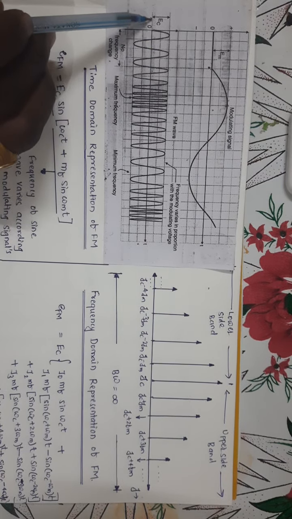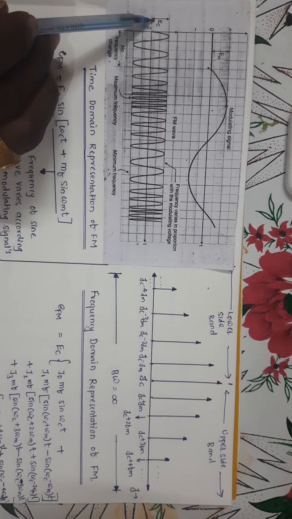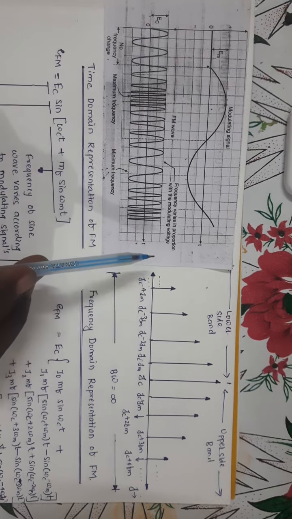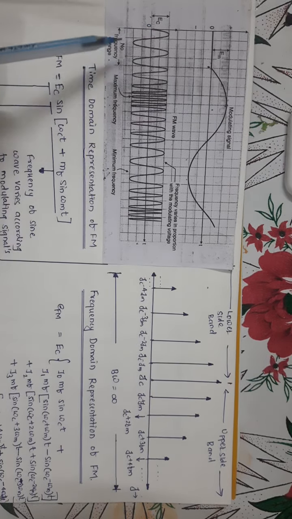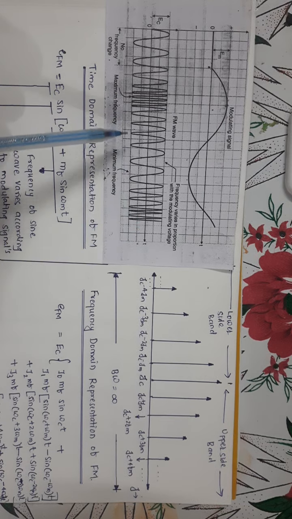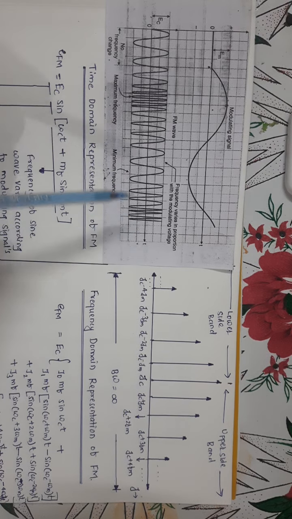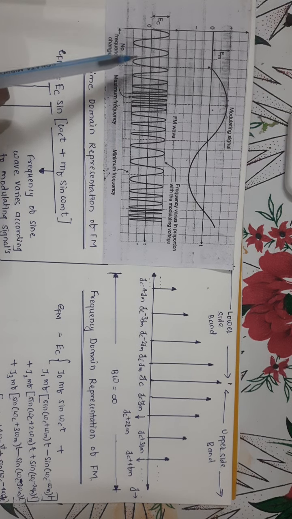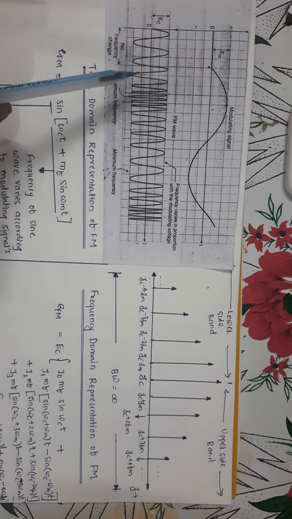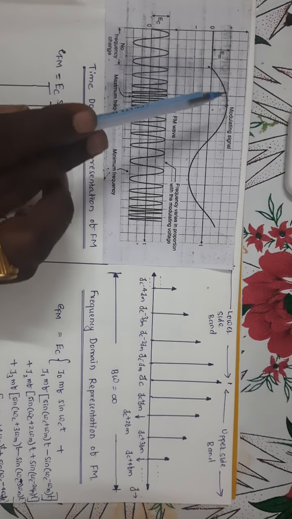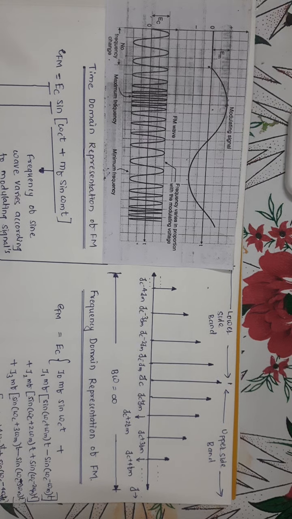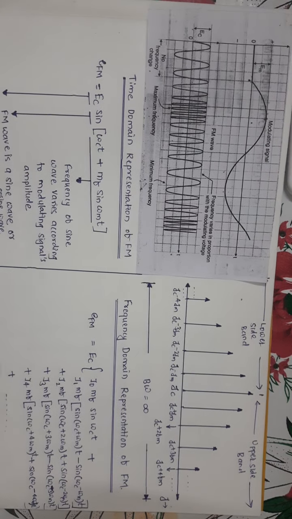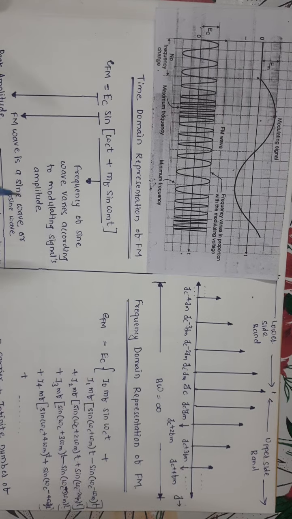So the amplitude is nothing but represented by EC. On the x-axis it is time, on the y-axis it is amplitude. So this is nothing but your time domain representation of FM, in which the frequency of the carrier itself is changing with respect to the instantaneous change in amplitude of the modulating signal. So in the last lecture, we also derived the equation of the time domain representation of FM.